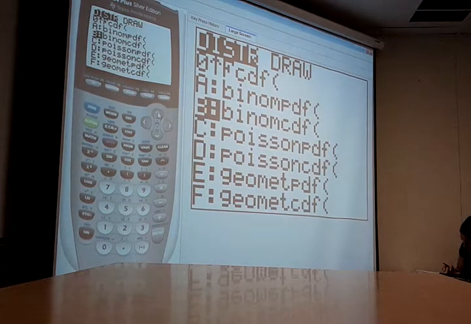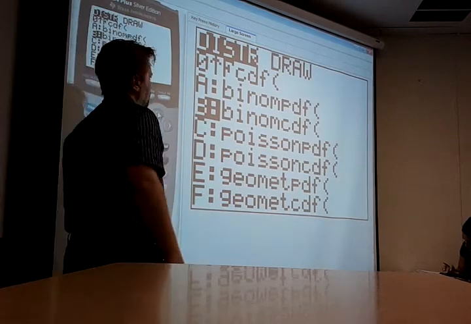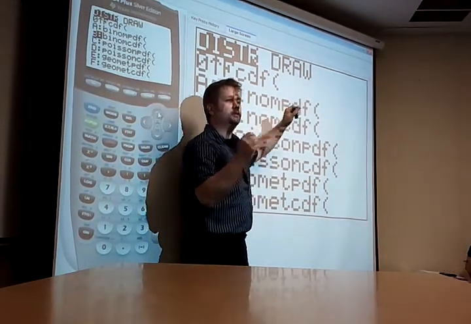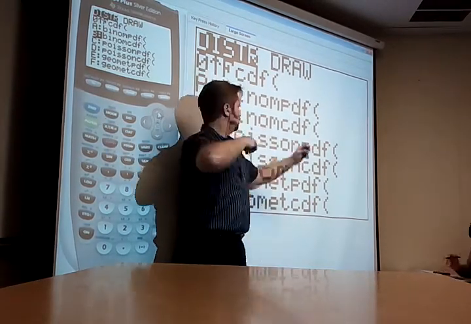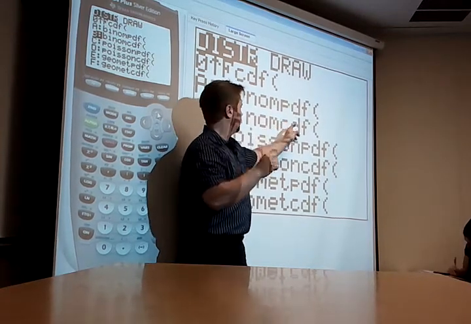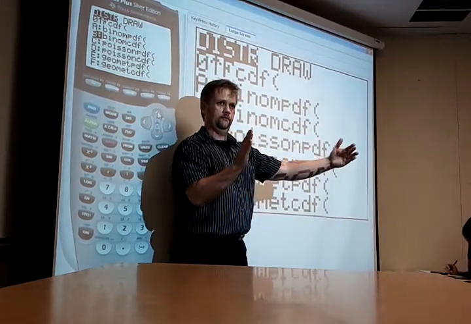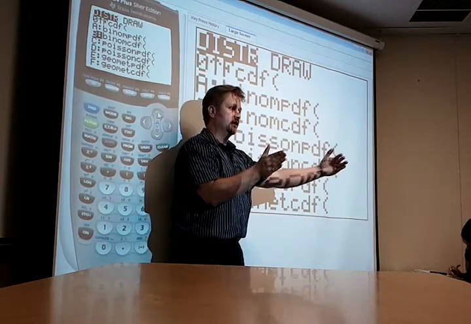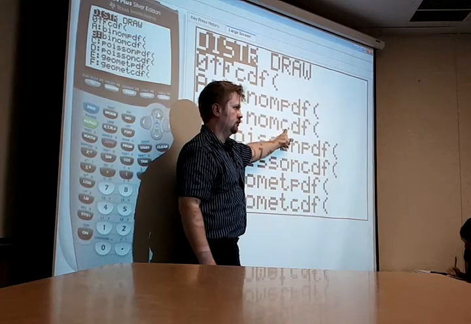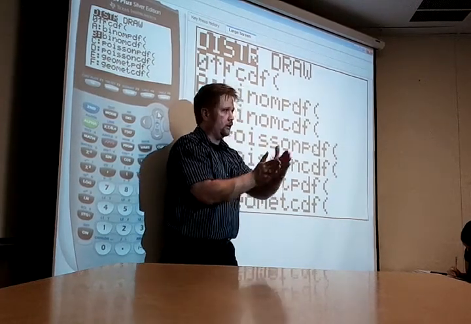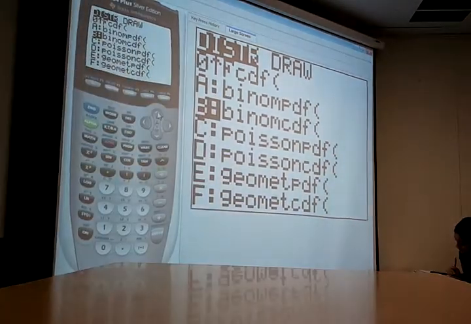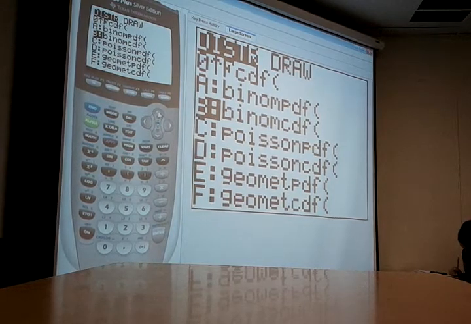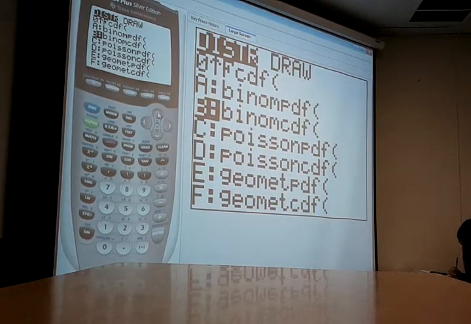Here's binomial. Now there's two options here. PDF, P stands for particular. So if I want exactly 7 successes or something, then I could do binomial PDF for a particular value. CDF is cumulative. So if I want from 0 up to something successes, I need to use this. CDF always goes from 0 up to something. Okay? Here's your inputs. So I definitely want to use binomial CDF for cumulative. It always goes from 0 up to something.